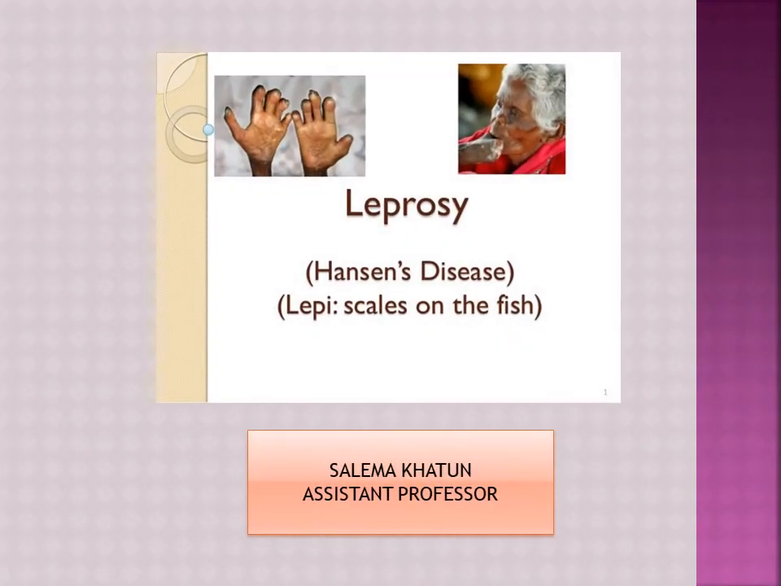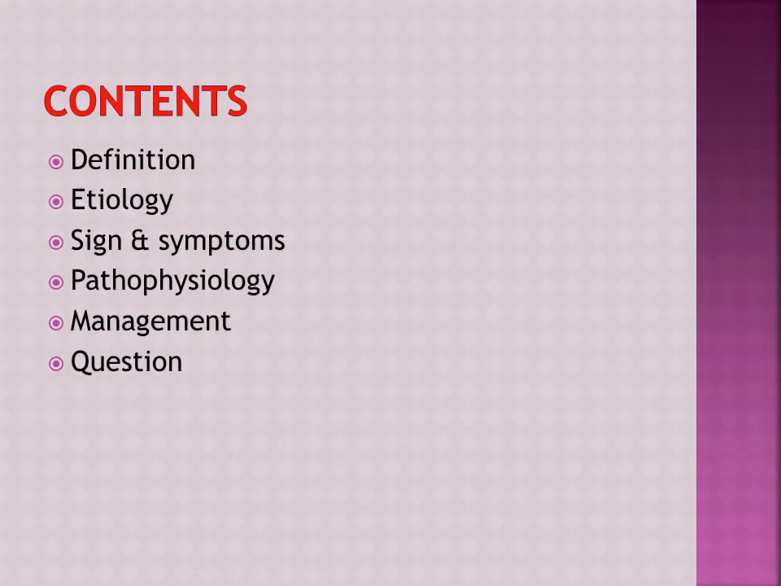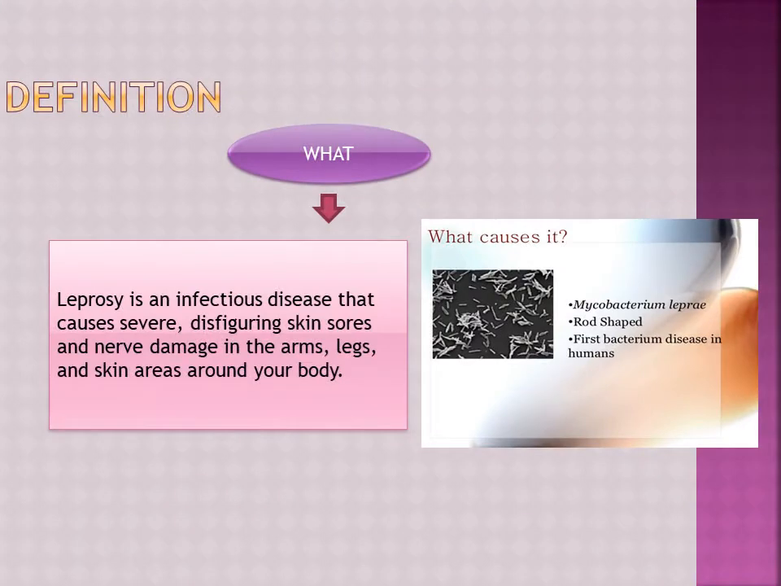Like TB, another contagious disease is leprosy. Leprosy is also known as Hansen's disease, and you have to remember this name. Contents: definition, etiology, signs and symptoms, pathophysiology, management, and some questions you have to know. Then, what do you mean by leprosy?